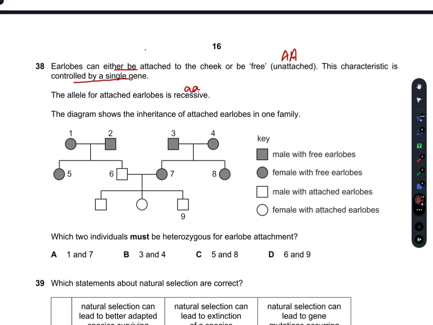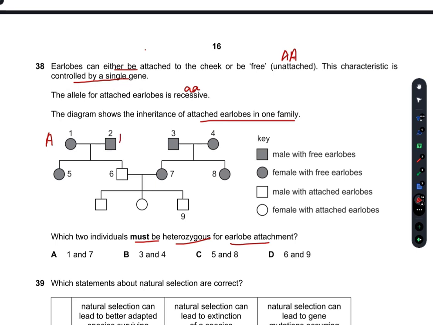The diagram shows the inheritance of attached earlobes in one family. Which two individuals must be heterozygous for this earlobe attachment in this family? Now, the first is the female with the free earlobes, so suppose this has at least one A. Similarly, the black box with the colored square is a male with free earlobe.